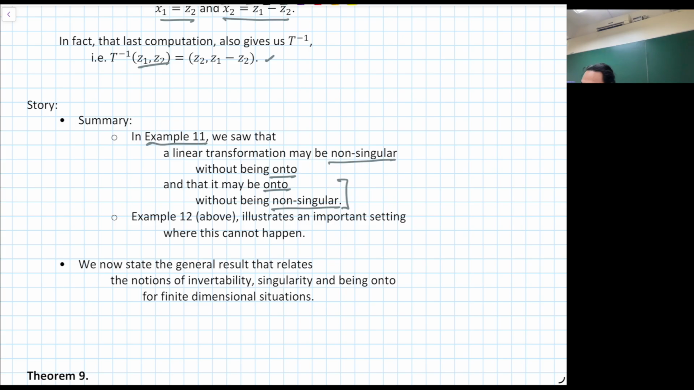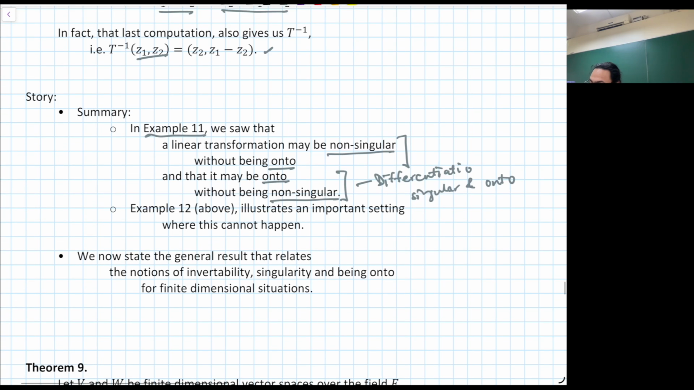It may be non-singular without being onto. So this is the example with differentiation, right? That it was onto without being non-singular, that is being singular and onto, right? And this was the other example.